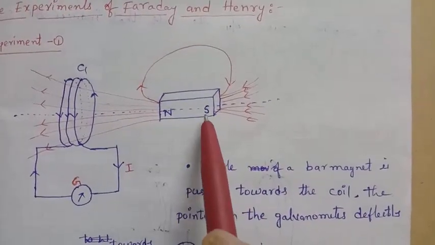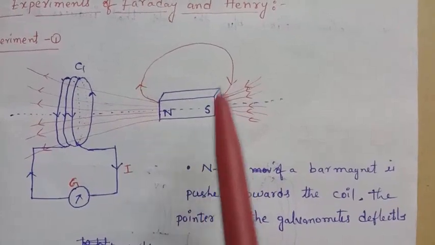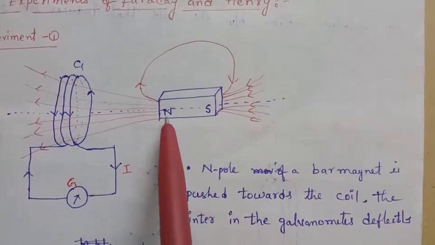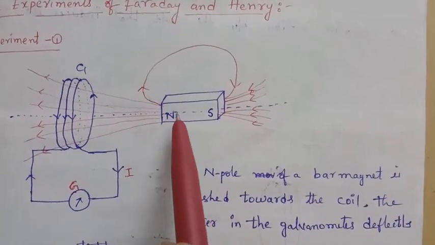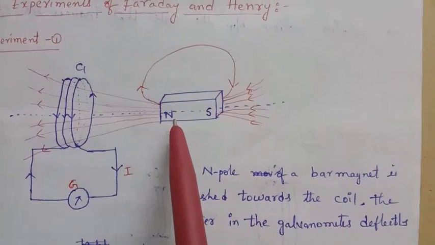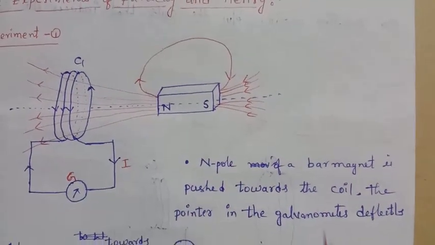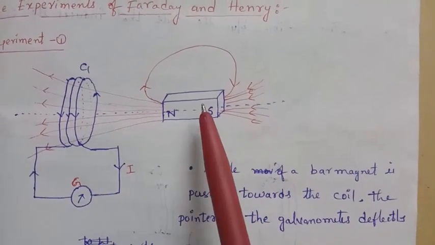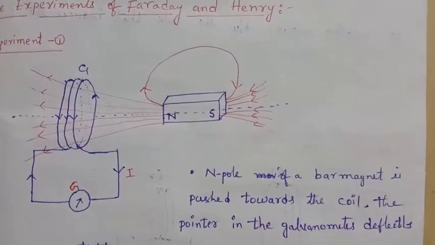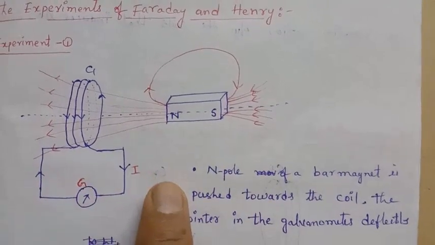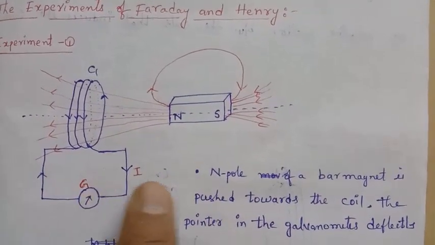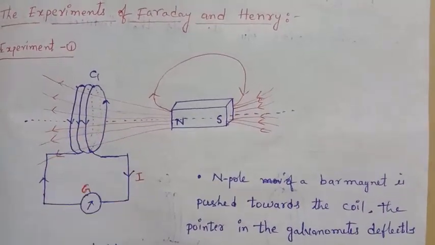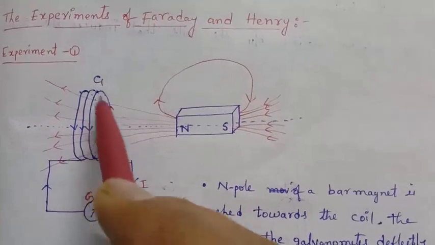Similarly, you change the polarity and take the south pole now. When the south pole approaches, you observe the deflection in the opposite manner compared to the north pole. Whether the north pole of the bar magnet approaches or moves away, or the coil approaches or moves away, you still get the deflection. You get an induced EMF in the coil.